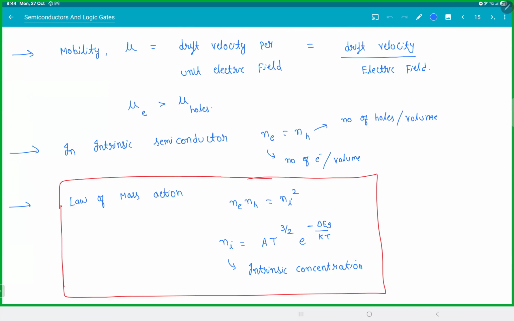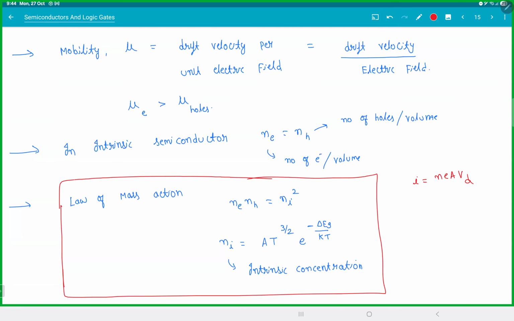Now here we have a few terminologies. So we define something called mobility. Mobility is drift velocity per unit electric field. Everyone remembers drift velocity? Do you remember the formula? I is equal to nAe V drift. It comes from current electricity. Remember now what is V drift?